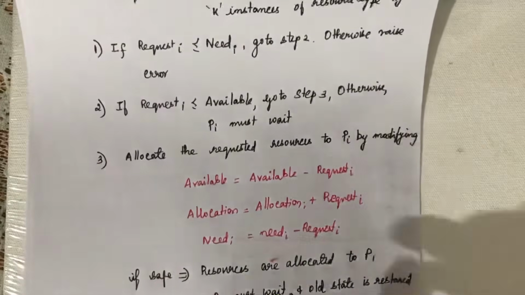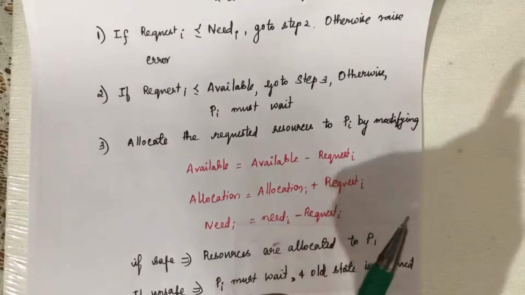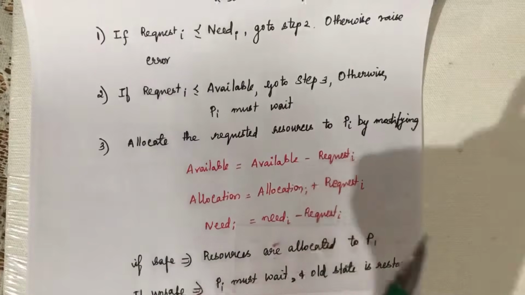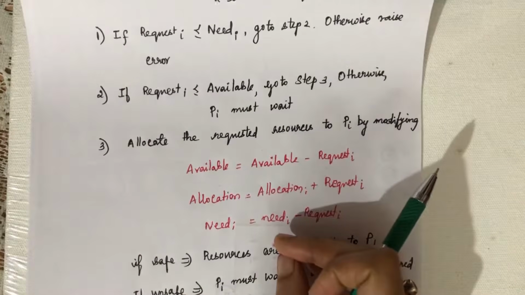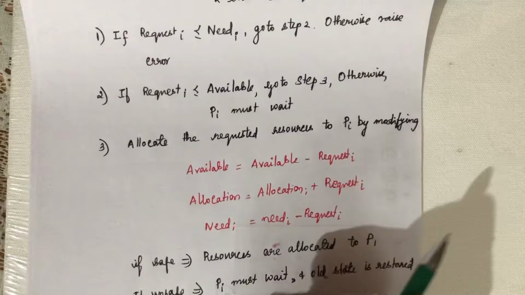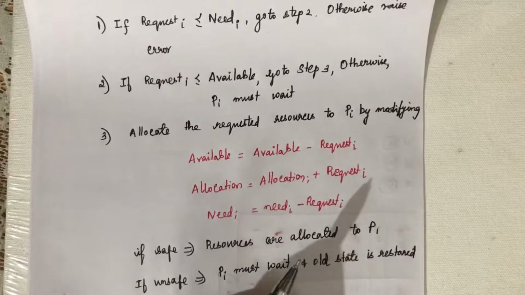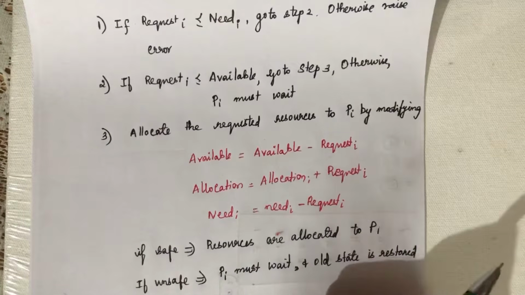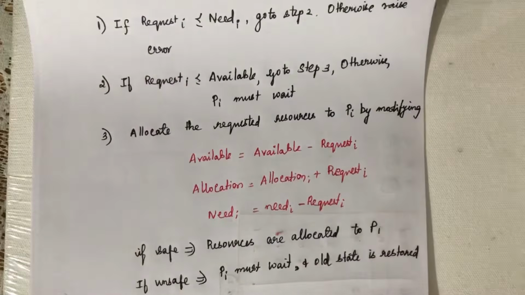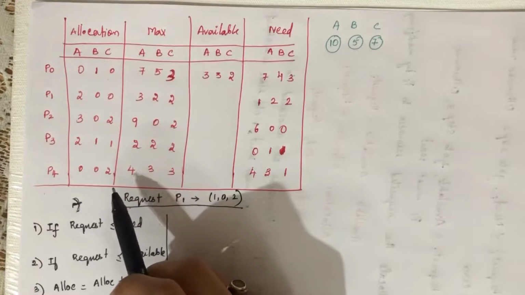First it has to check all these 3 conditions. If it is in the safe state after allocating, then the resources will be allocated. If it is not safe, the process has to wait and the old state will be restored. Okay. We will take the same problem that we discussed in the last video.